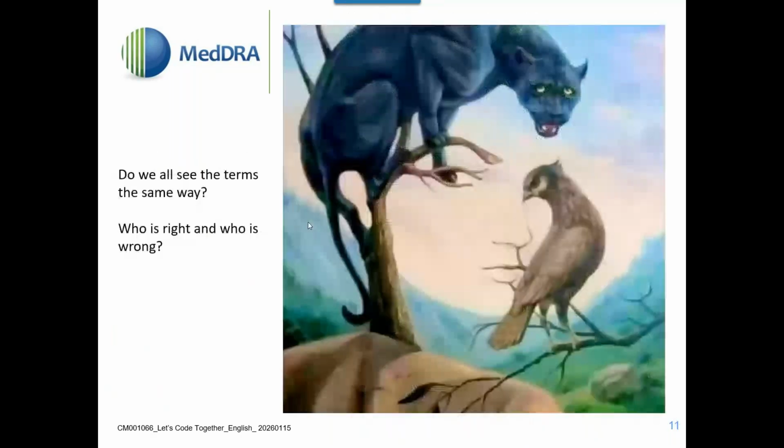Here's another one. Sometimes it's the case that we don't all see the term in the same way. Who's right and who's wrong? In an example like this one, do we see the panther and the eagle? Is that an eagle? Some big bird? Or do we see the woman's face in the clouds? If you lean back a bit, you see it. Who's to say? Well, only the person who intended it would say what was correct, I think. So sometimes we write a query to the reporter and ask them what was intended when they wrote the verbatim.